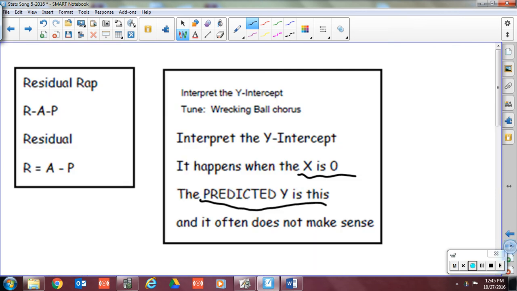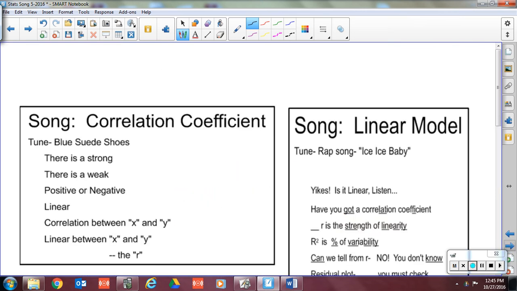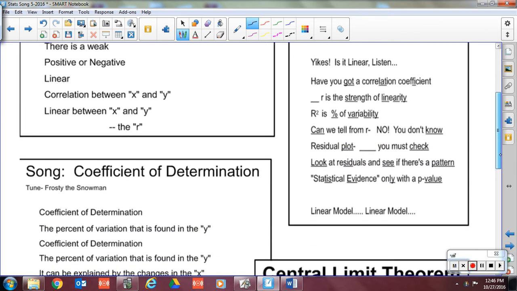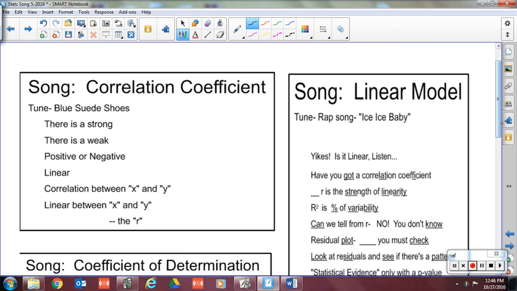Let's see if I can find it. It goes to Blue Suede Shoes. Anybody know somebody who can rap? Because I'm going to have to make this an Ice Ice Baby one, and my voice is not a rapping kind. You got that one? You're going to help me with that later? Okay. All right, so correlation coefficient, though.